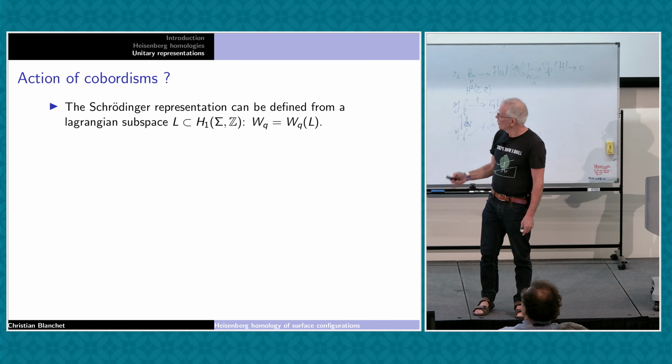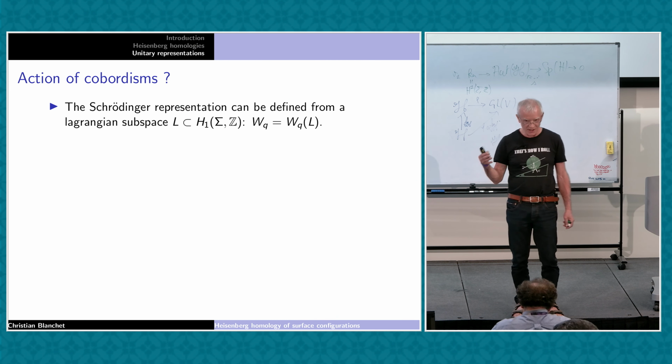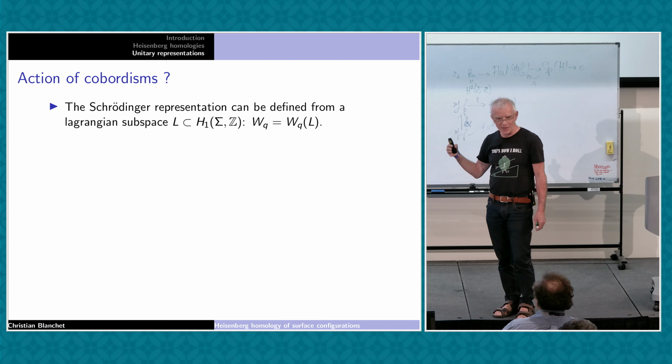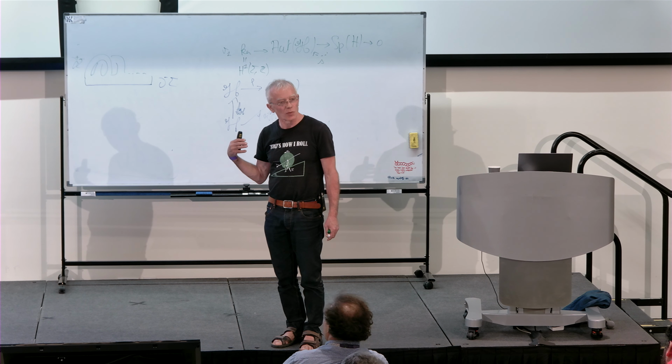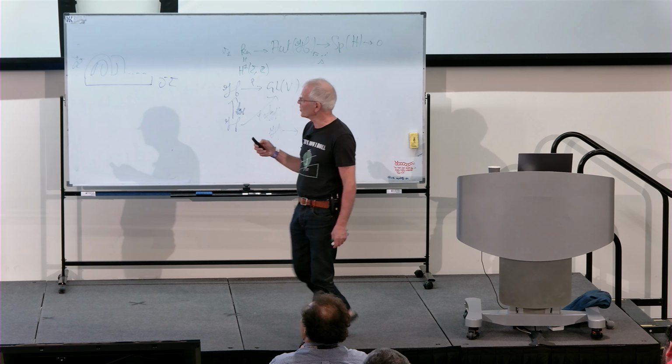So now I will finish, this is the last part, with the action of cobordisms, because that was in the title of this conference. So we have a homological construction of representations of the mapping class group, which were previously quantum representations. The question is, can we extend to cobordisms?